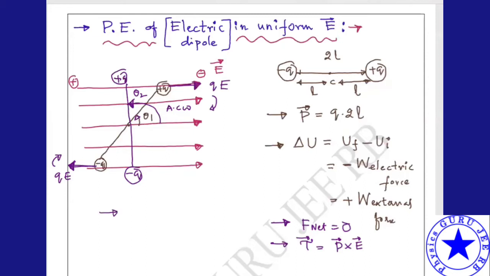Right. So rotation has taken place. I am rotating from where to where? Theta 1 to theta 2. In which direction? Anti-clockwise direction. Hope it is clear now. Fine. Next, proceeding with this one.